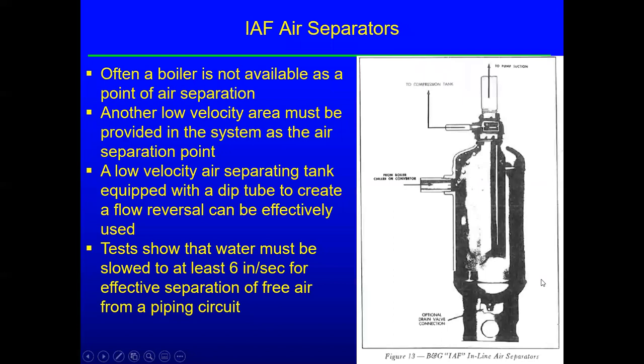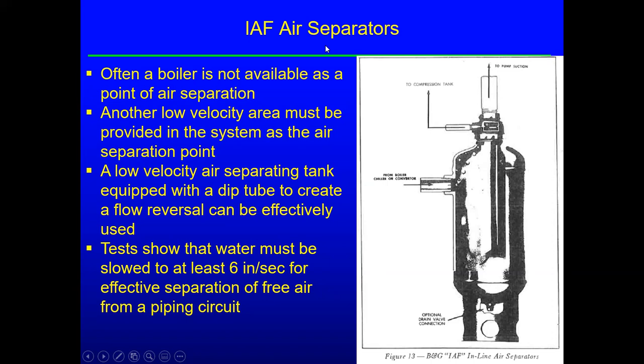IAF air separators. Often the boiler is not available as a point of air separation. Another low velocity area must be provided in the system as the air separation point. A low velocity air separating tank equipped with a dip tube to create a flow reversal can be effectively used. Tests show that water must be slowed to at least 6 inches a second, or half foot a second, for effective separation of free air from a piping circuit. So there's different types of air separators.